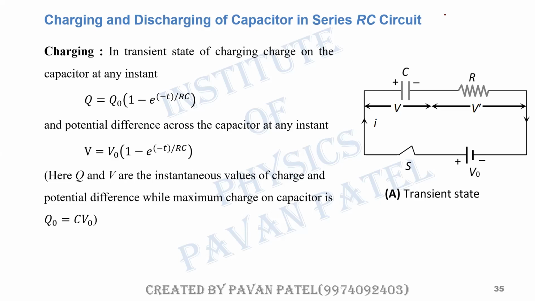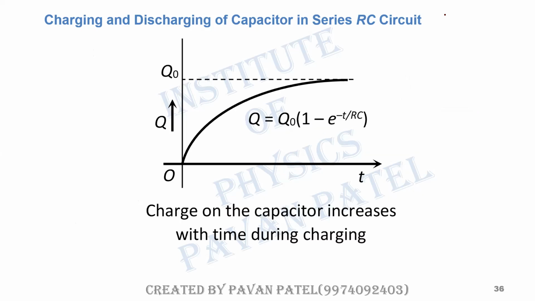The time value, and what should be the graph? The graph of the charge with respect to time for q equal to q0 (1 minus e raised to minus t upon RC) will look like this. And if you think the total charge is half of the maximum charge at this point, say q0 divided by 2, then the time will be t half.